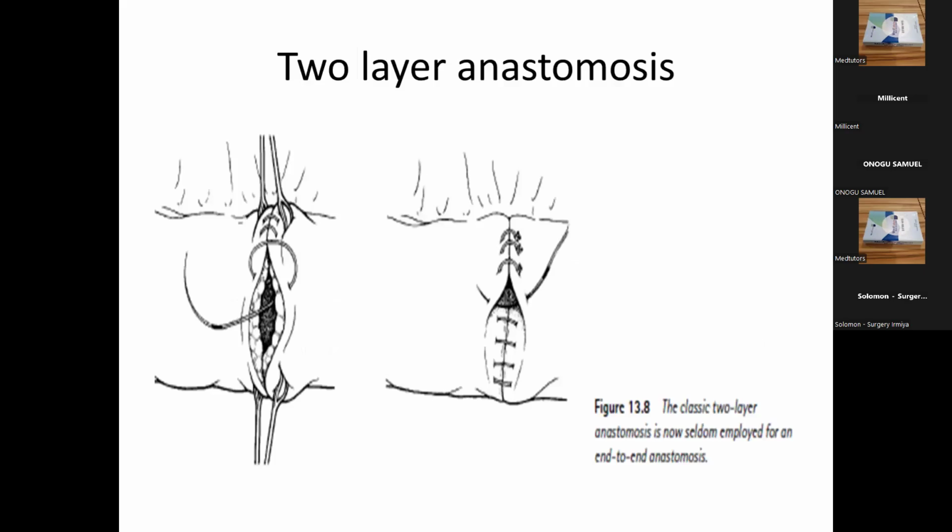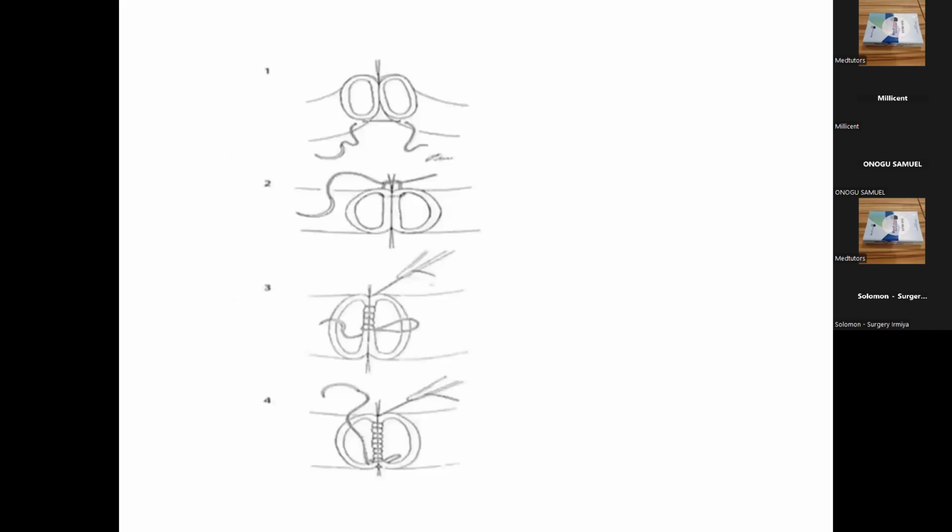This is an example of the first layer going through and through, using a continuous layer for the first layer. Initially, you put your two stay stitches at the mesenteric and antimesenteric borders. You go through and through with a continuous layer, and then after that, you come out again to reappose the seromuscular layer to further invert the edges. This is just a pictographic representation of the various stages involved.